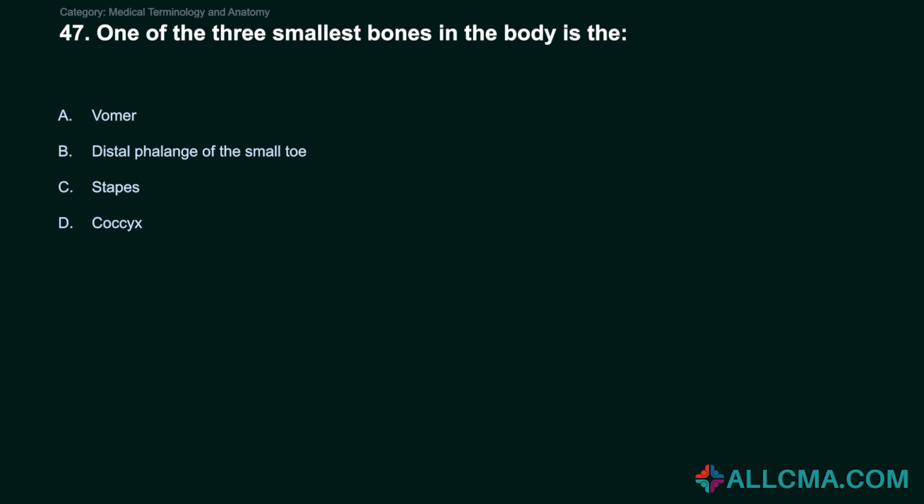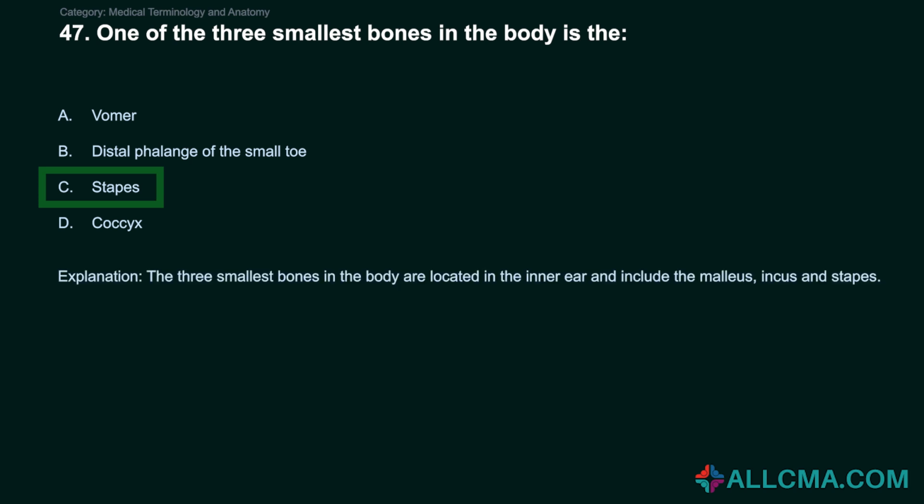47. One of the 3 smallest bones in the body is the A. Vomer. B. Distal phalange of the small toe. C. Stapes. D. Coccyx. Correct answer: C. Stapes. The 3 smallest bones in the body are located in the inner ear and include the malleus, incus, and stapes.